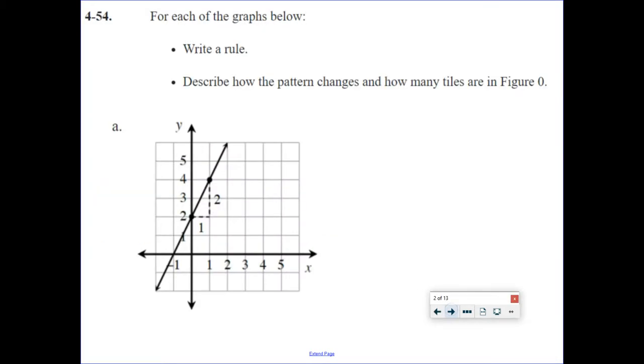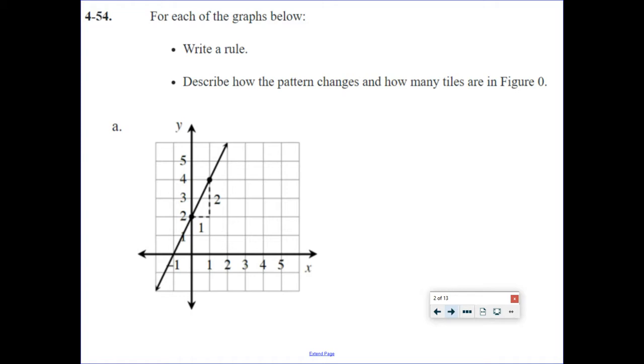So here we go. For each of these problems, we're going to do two things. Number one, on this graph, and you should have these on the handout. So again, if you haven't already, please print out the handout for 416. You can do the work directly on the handouts, or you can do it on a separate piece of paper, but we're going to use that handout for today. For each of these graphs, you're going to write a rule and describe how the pattern changes and how many tiles are in figure 0. So I want you to do both. Write the rule, and then describe how the pattern changes and how many tiles in figure 0.